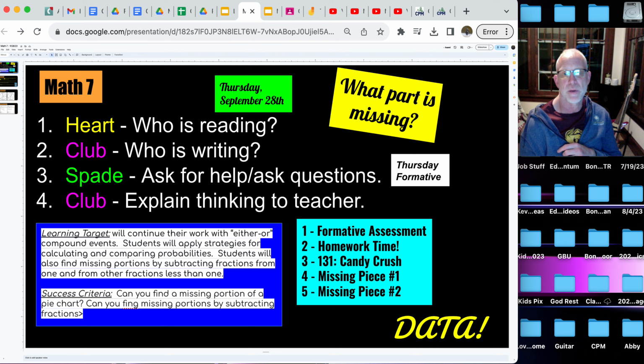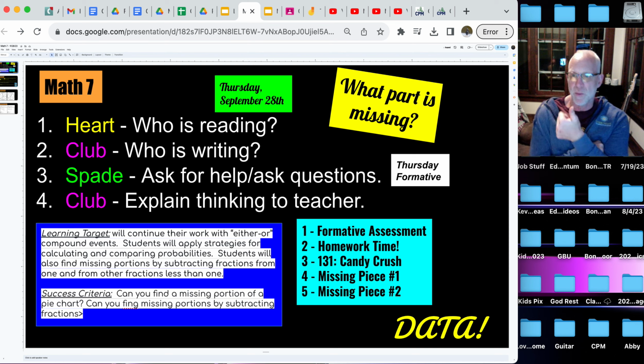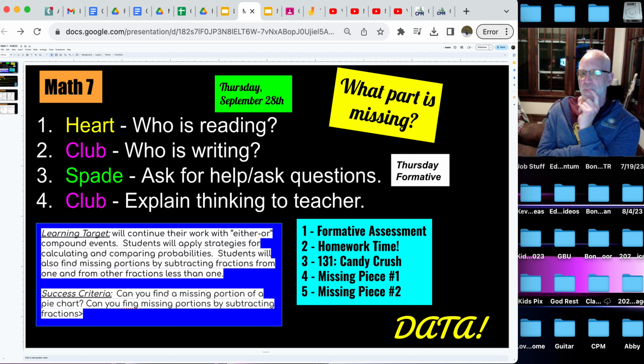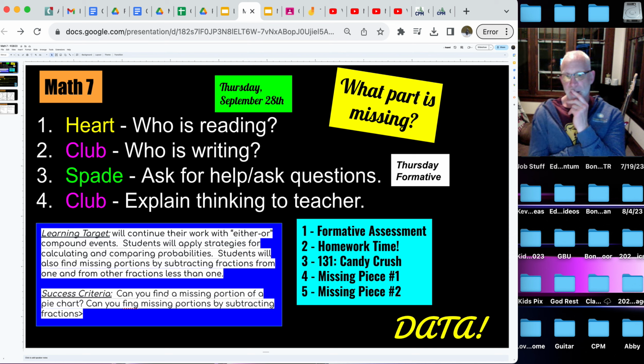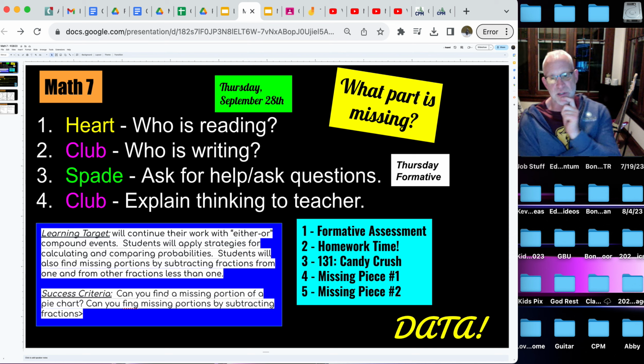To sum up, this is what we did today. We did a formative assessment. We did our homework time. We worked on Candy Crush. We worked on Missing Piece 1, and then we worked on Missing Piece 2.